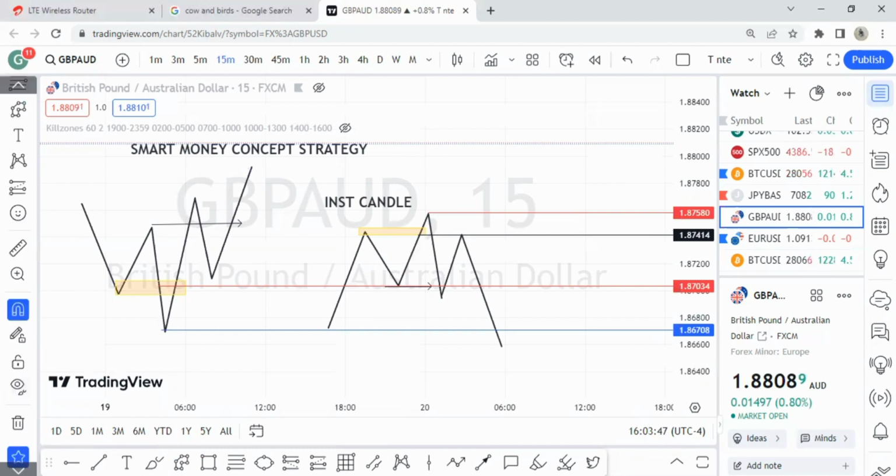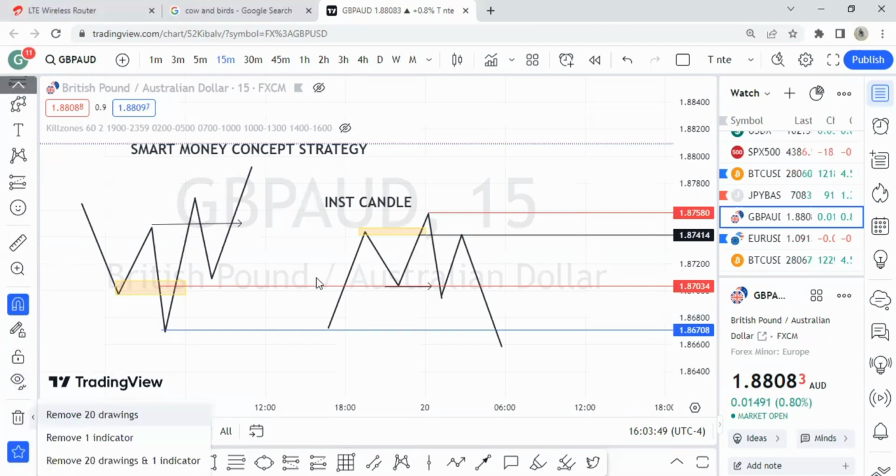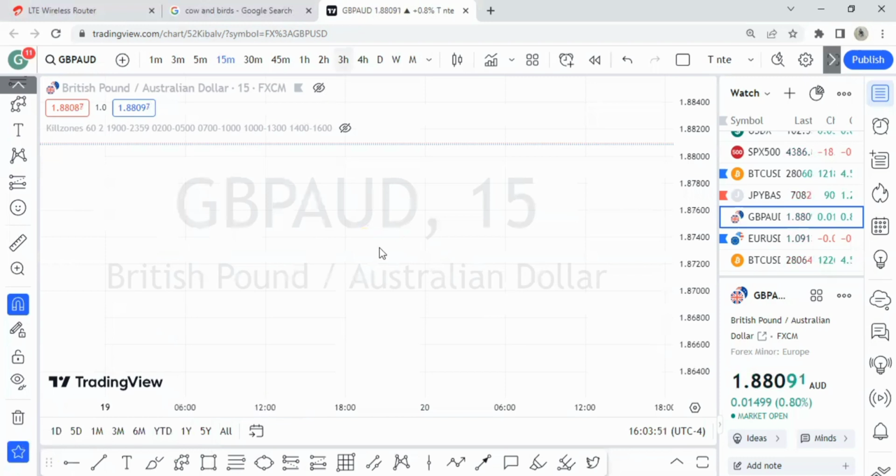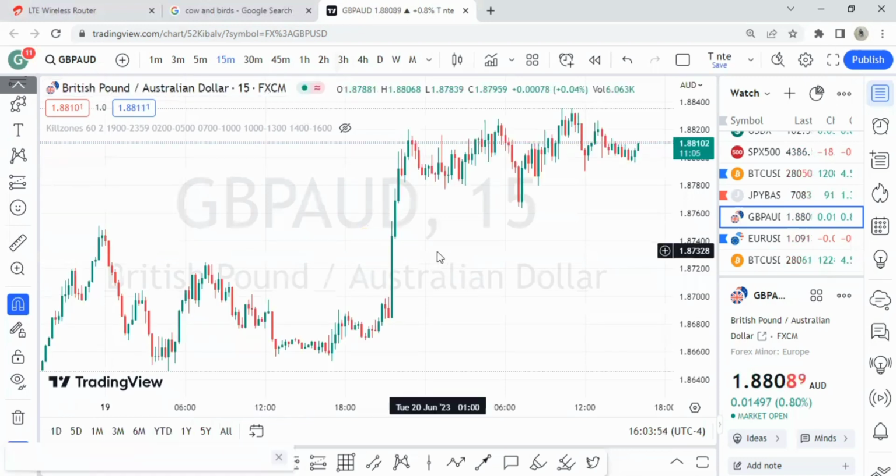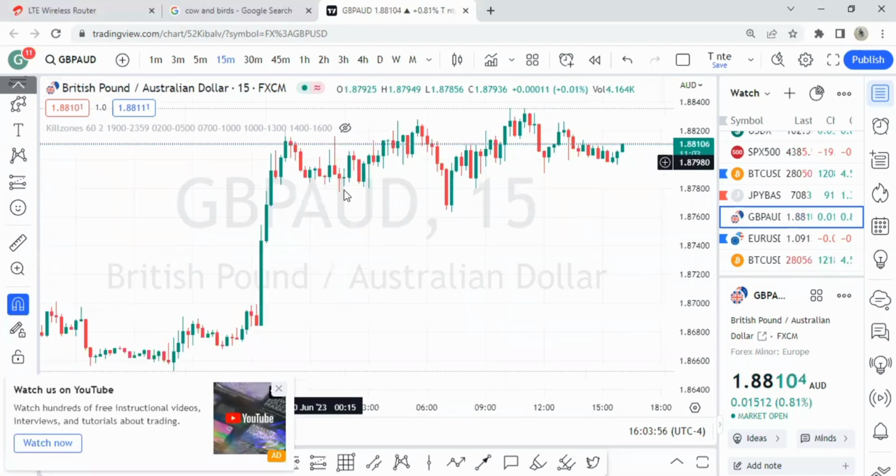So I don't want this call to be so long. Let's also head over to chart because I've already wasted your time. So let's head straight to the chart and look for it immediately. So you can see it very clear. That's the first one on GBPAUD.